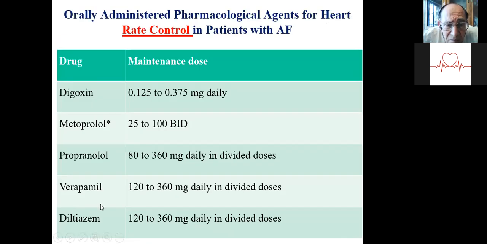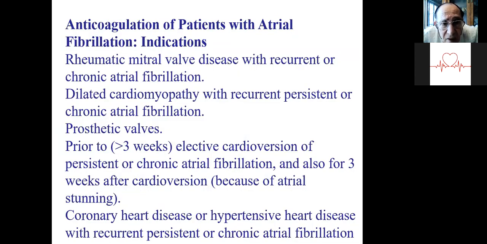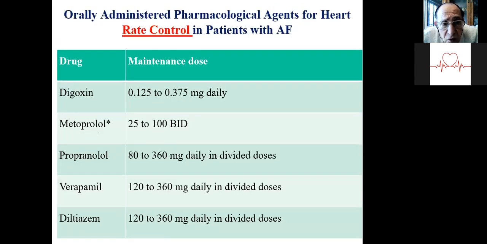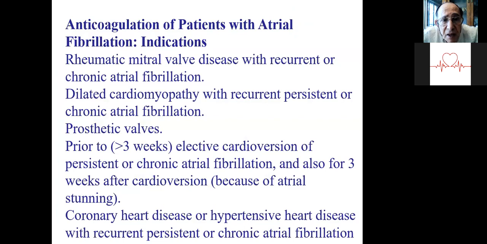More than once in the exam, I asked the student, what are the rhythm control drugs? He mixes. He says digoxin, beta blocker, verapamil. And I asked him about the rate control. He says Cordarone, Betacor, Ritmonorm. I forgive sometimes. But please remember, drugs for rhythm control are specific antiarrhythmic drugs: amiodarone, sotalol, Betacor, propafenone, Ritmonorm. Rate control: digoxin, beta blocker, verapamil. Anticoagulation is given for any patient with atrial fibrillation.